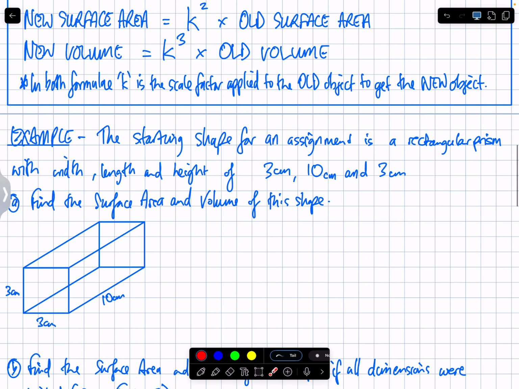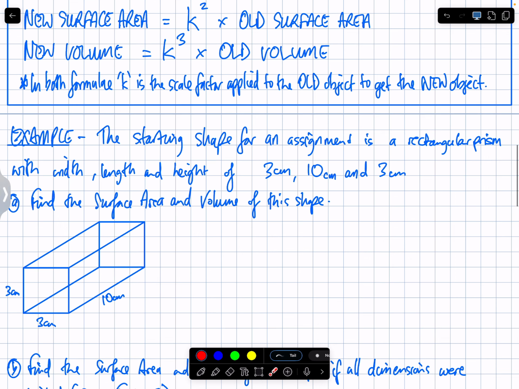So let's pretend the starting shape for an assignment was a rectangular prism that had width, length, and height of 3 centimeters, 10 centimeters, and 3 centimeters. What's the surface area of this shape? SA is going to be, the long sides are going to be 3 by 10, and how many of those long sides will there be? 4. So that's going to be 30 times 4. It's going to be 120 square centimeters.